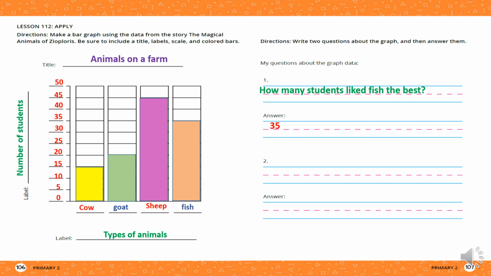Okay, 35 students. The next one, how many people like cow and sheep? Here we have 15 for cow and 45 for sheep. So we will write 15 plus 45 equals 60. 60 what? 60 students. Don't forget to write the word students.